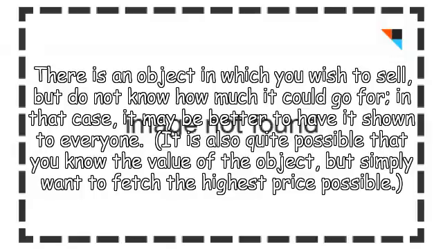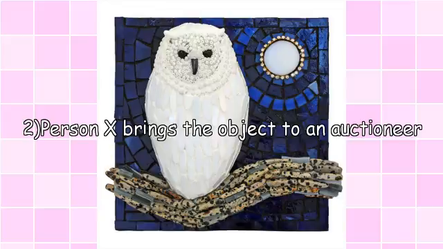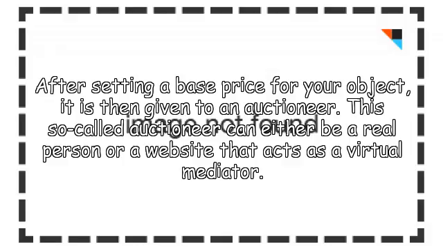price possible. Two: person X brings the object to an auctioneer. After setting a base price for your object, it is then given to an auctioneer. This so-called auctioneer can either be a real person or a website that acts as a virtual mediator.